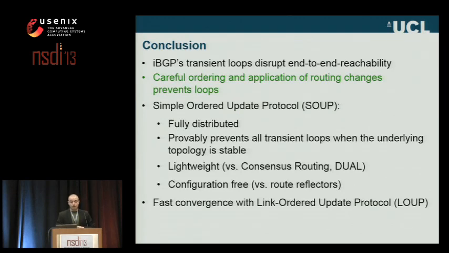In conclusion, iBGP's transient loops disrupt end-to-end reachability. We need careful ordering and application of routing changes in order to prevent loops. I've presented a simple ordered update protocol, SOUP, which is fully distributed and provably prevents all transient loops when the underlying topology is stable. It's also lightweight, and it's configuration-free. I've also presented LOUP, which is an optimization of SOUP, which allows for faster convergence. Thank you.